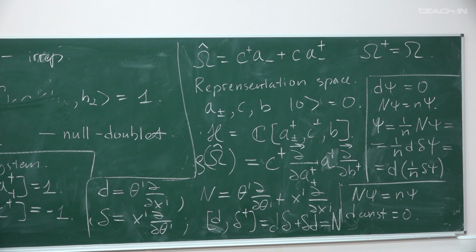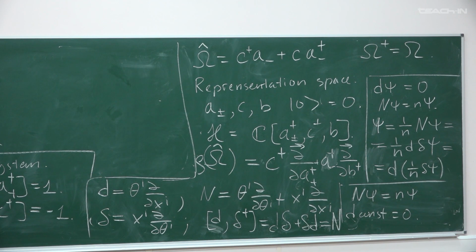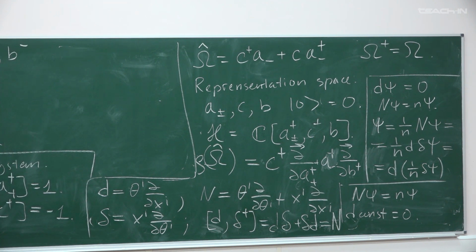Okay, let's give an explicit example of a quartet. So we consider the following 4 states: A plus dagger, A minus dagger, C dagger, and B dagger. Remember that we can identify states with polynomials. So we consider just degree 1, homogeneity 1 polynomials. These 4.